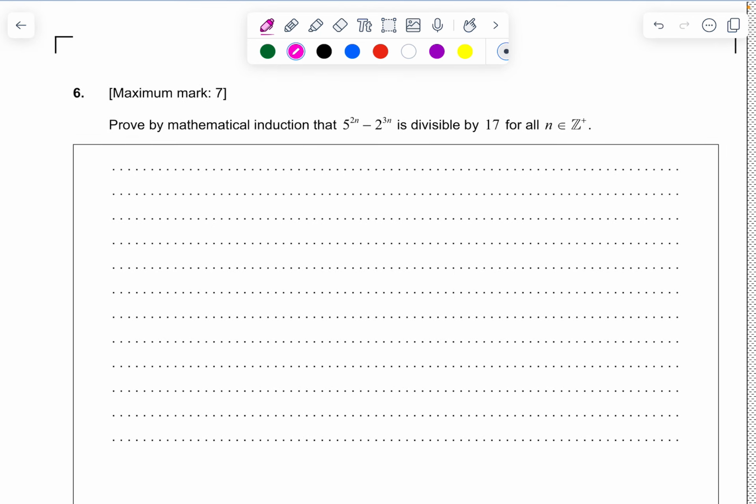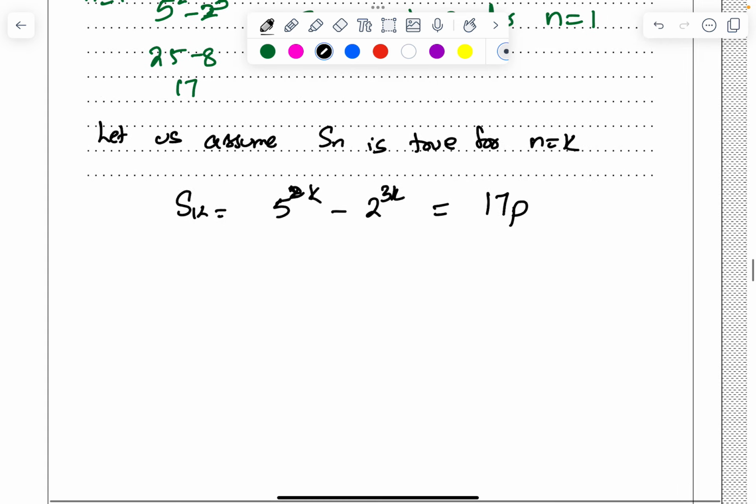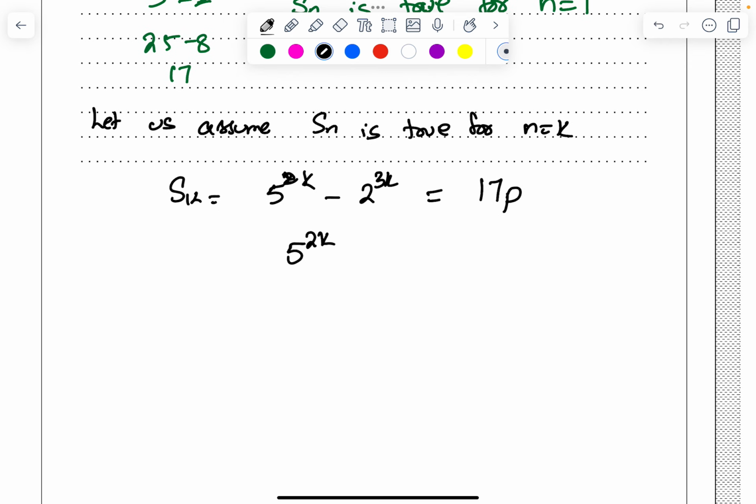Let us assume Sn is true for n equals k. So Sk: 5 power 2k minus 2 power 3k equals 17 times of something, 17 times of p. So 5 power 2k equals 17p plus 2 power 3k. We have to prove Sn is true for n equals k plus 1.